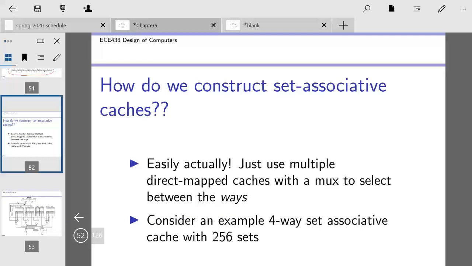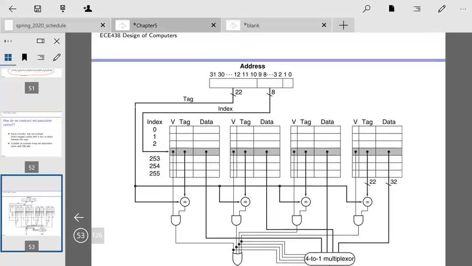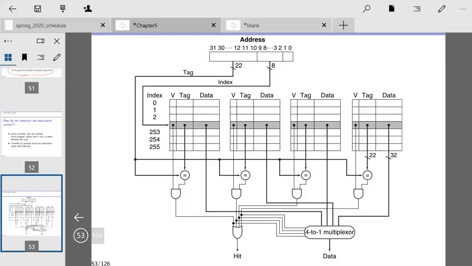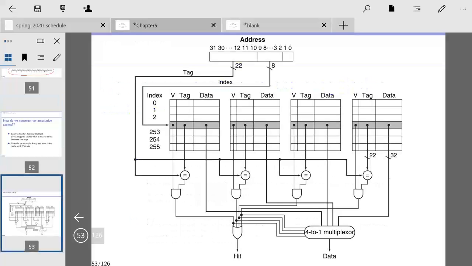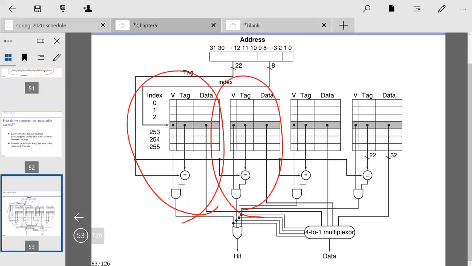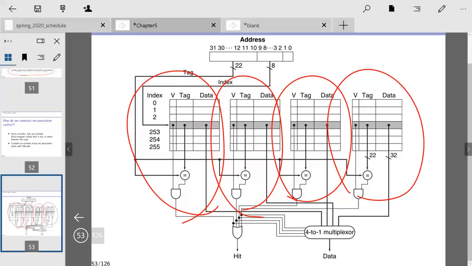Okay. Now, one of the questions you may or may not be asking yourself is how do we construct a set associative cache? It turns out it's actually very easy. We can look at our direct-mapped cache as a building block, and from there we can build a set associative cache. So let's go to the next diagram here. This is an example of a cache that has 256 sets, and it's four-way. If you look, each of these is basically like a single direct-mapped cache. We feed it the index, the index looks up the particular block, and then we retrieve the tag.